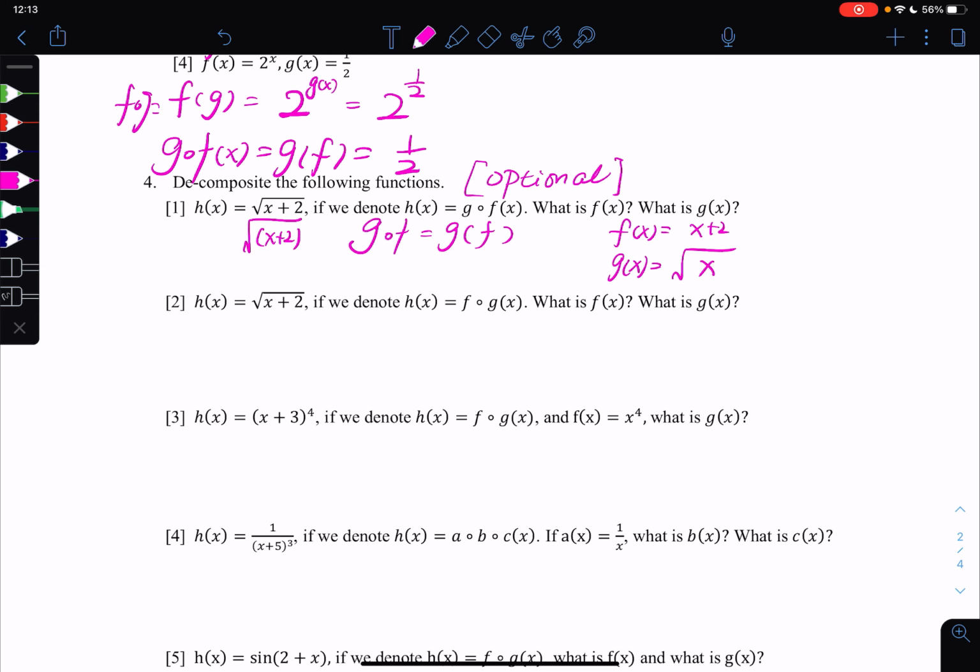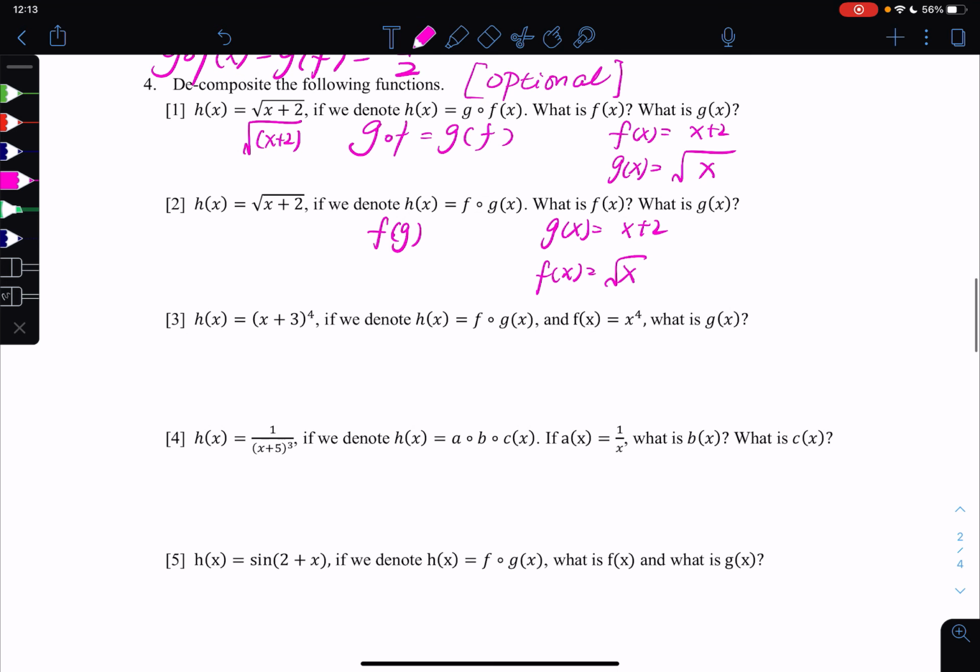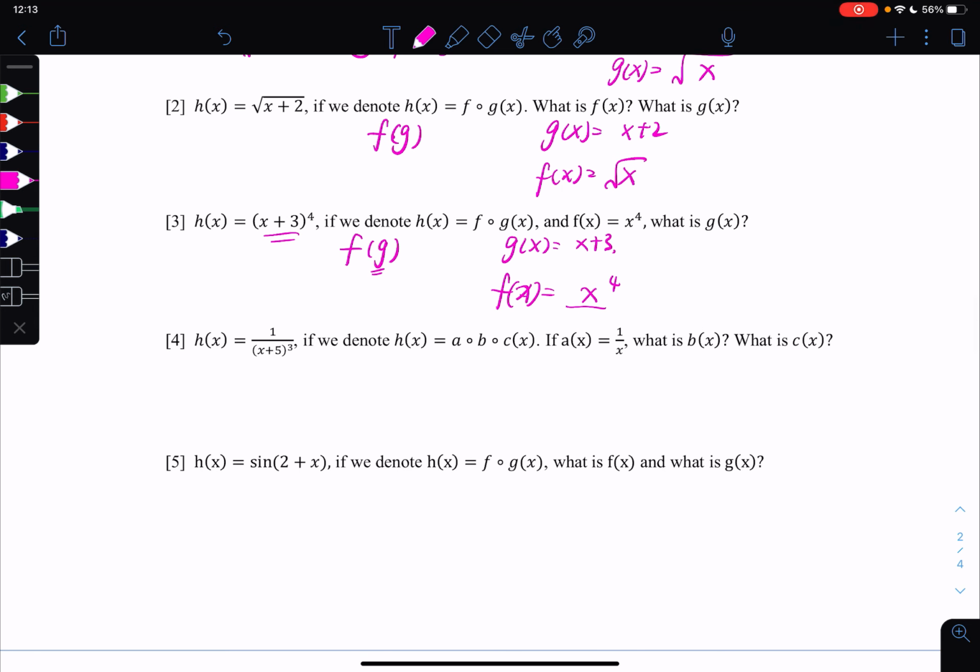So if it had been the other way around, as f composite with g, what's inside the parentheses is the inside layer, in this case x plus 2. Your f of x is a square root function. Similar idea, if you had f composite with g, what's inside is your g function, so your g of x is x plus 3. The outside layer, which I said already, but you can think about it, is something to the power of 4. You want to have something to hold the position for you, so it's x to the power of 4.